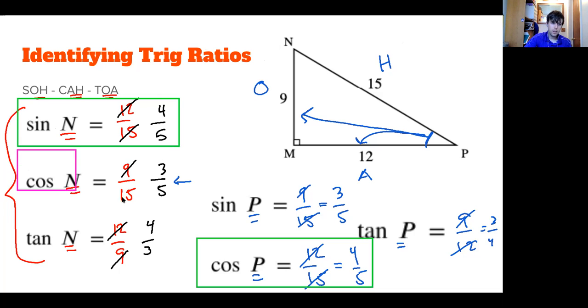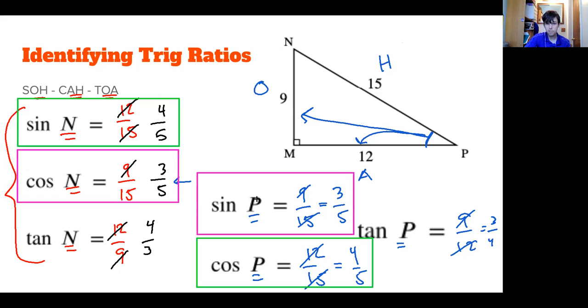And then cosine of n is the same thing as sine of p. Same idea. It's because the opposite and adjacent switch. So here, cosine of n, we're doing 9 over 15, but that's opposite over hypotenuse. That's sine for angle p. Anyway. And then tangent is sort of similar.